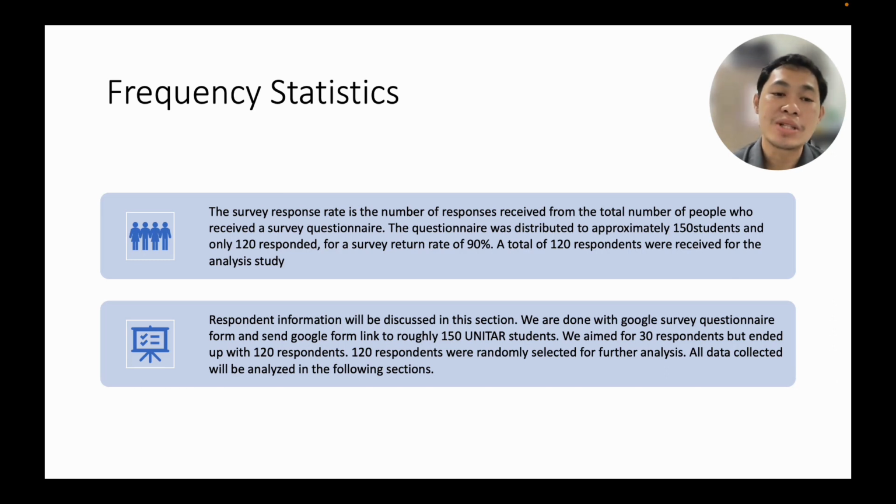So the respondent information will be discussed in this chapter. We created the Google survey questionnaire form and sent the Google Form link to roughly 150 Unitar students. We aimed for 30 respondents but ended up with 120 respondents. The 120 respondents were randomly selected for further analysis. All the data collected will be analyzed in this chapter.